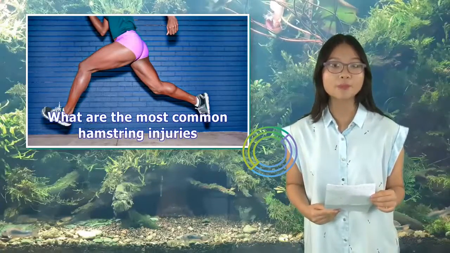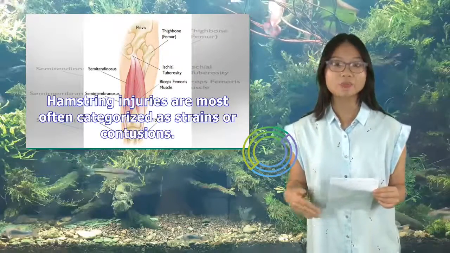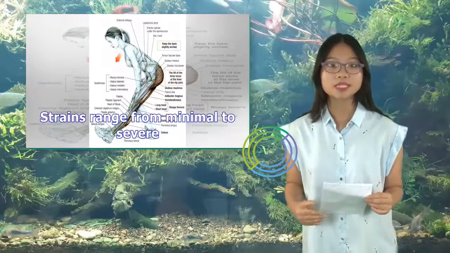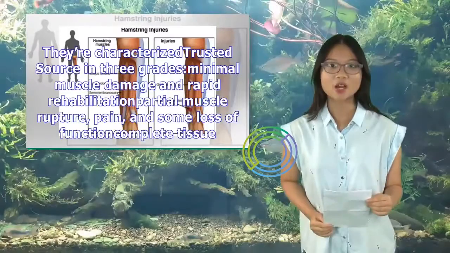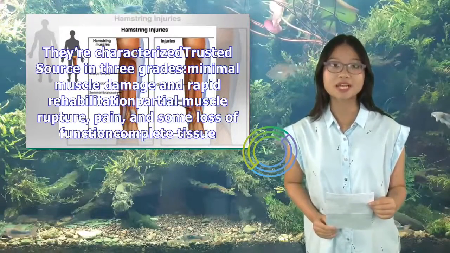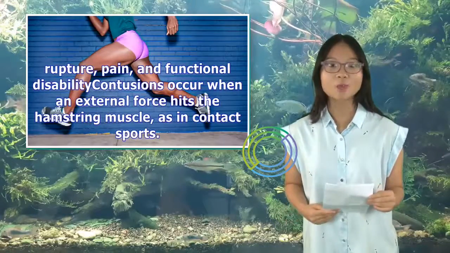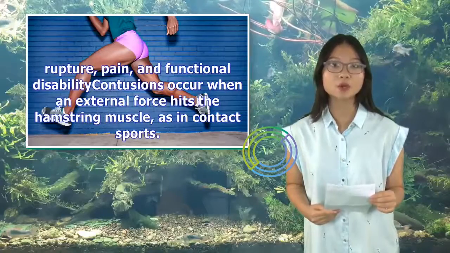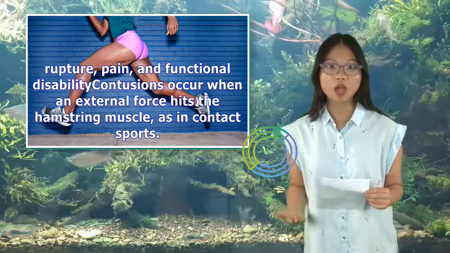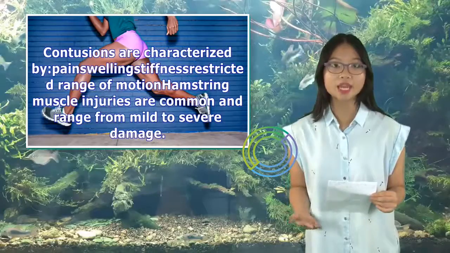What are the most common hamstring injuries? Hamstring injuries are most often categorized as strains or contusions. Strains range from minimal to severe. Characterized in 3 grades: minimal muscle damage and rapid rehabilitation; partial muscle rupture, pain, and some loss of function; complete tissue rupture, pain, and functional disability. Contusions occur when an external force hits the hamstring muscle, as in contact sports. Contusions are characterized by pain, swelling, stiffness, and restricted range of motion.